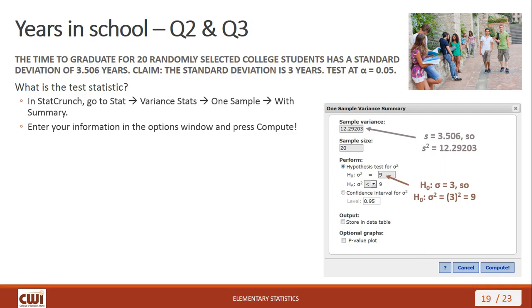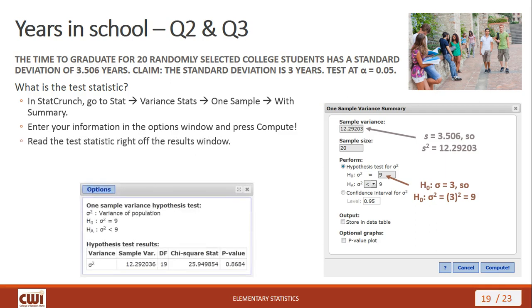Likewise, for our claimed value in our null hypothesis, don't put 3 in. You want to put 9 because 9 is 3 squared. You have to square the numbers to put them into the fields here in StatCrunch. Sample size is 20. That's going to stay 20. So don't be putting 400 in. You want to put 20 in. Sample size is sample size.